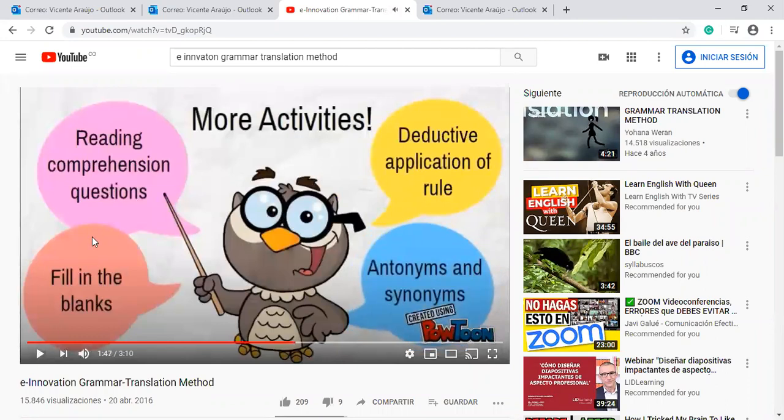More activities. Reading comprehension questions. We use them nowadays. Read the text and answer the questions. Reading comprehension questions. Fill in the blanks. Some of them are used nowadays. Complete this conversation.